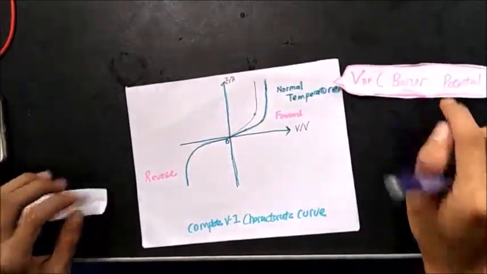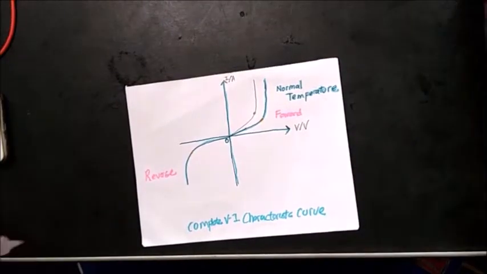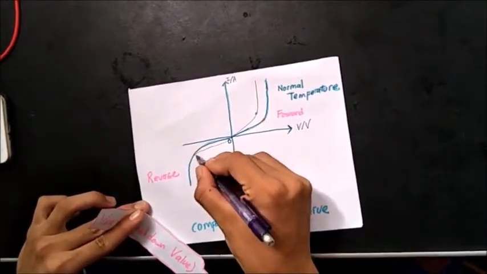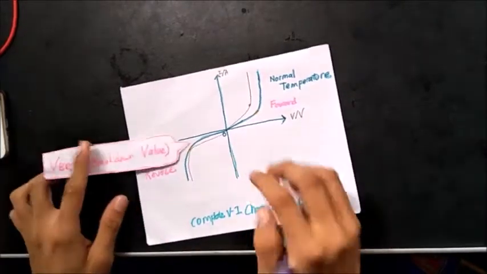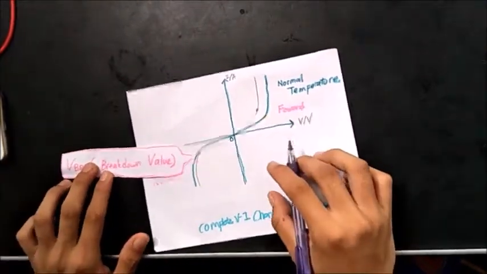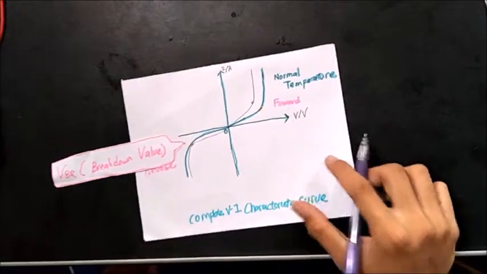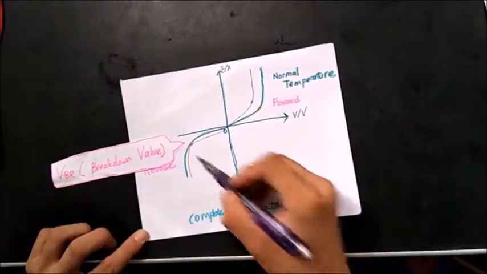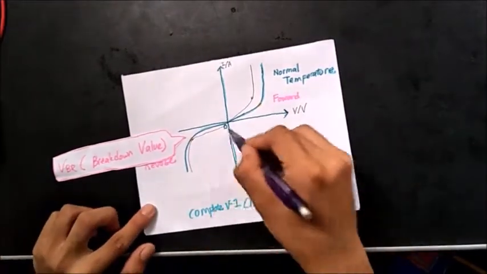In the reverse part of the diode, when the temperature increases, the reverse current also increases, the same as in forward. The difference is just the value. The breakdown value remains approximately the same and can usually be neglected. Then the graph will look like this.